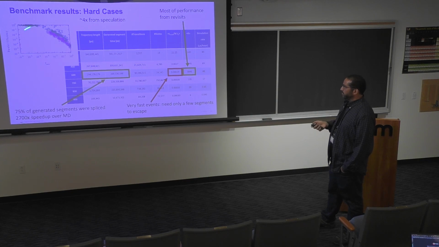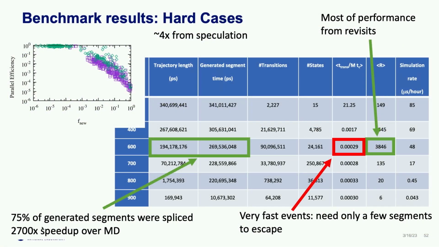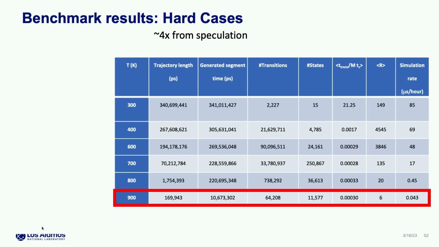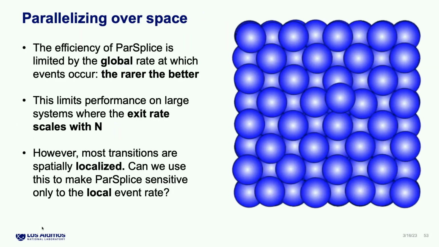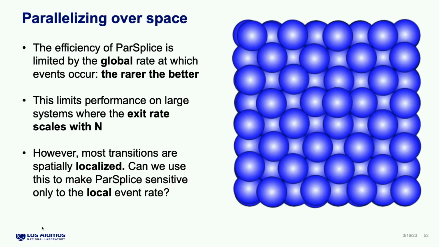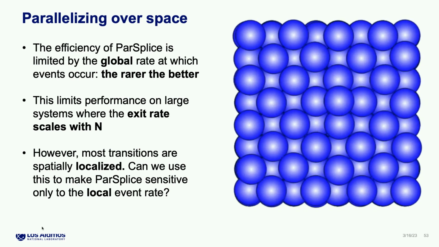Okay, and in this case, the speculation gave us something like a 4x improvement for hard cases, right? When putting all your eggs in the same basket doesn't work, speculation can really help. So when things get dicey, you really need all of these ingredients together in order to get performance. Okay, I'll go quick on this.